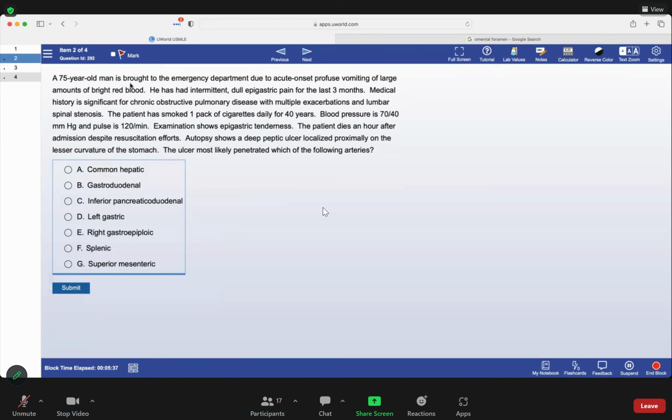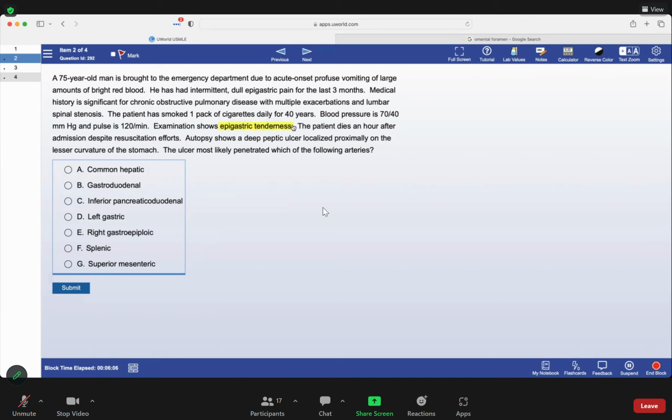A 75-year-old man is brought to the emergency department due to acute onset of profuse vomiting of a large amount of bright red blood. He has had intermittent, dull epigastric pain for the last 3 months. Medical history is significant for COPD with multiple exacerbations and lumbar stenosis. The patient has smoked 1 pack of cigarettes daily for 40 years. The blood pressure is low. Examination shows epigastric tenderness. The patient dies.